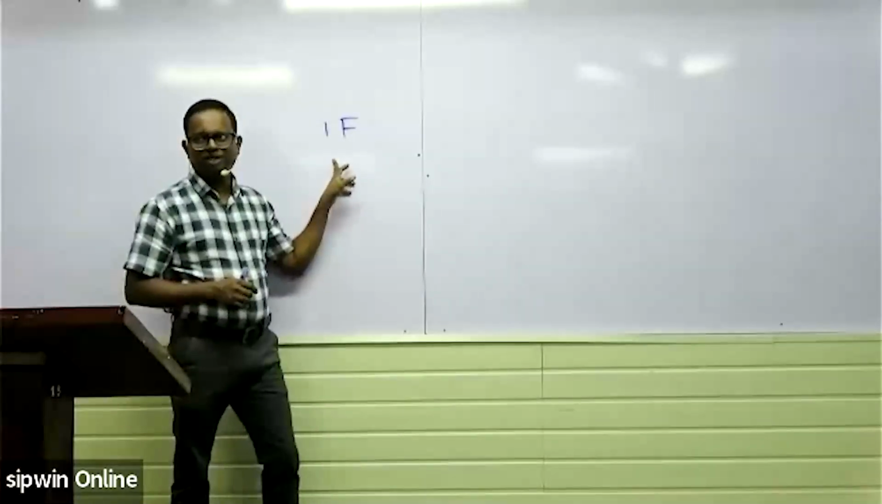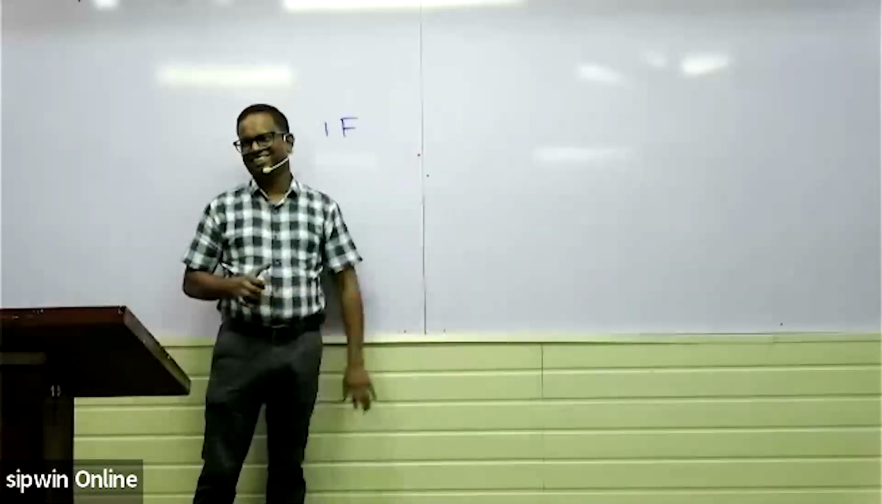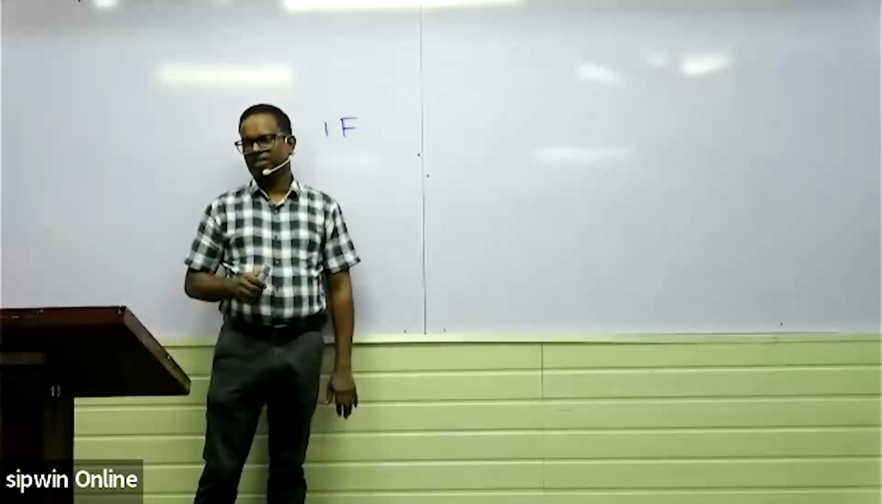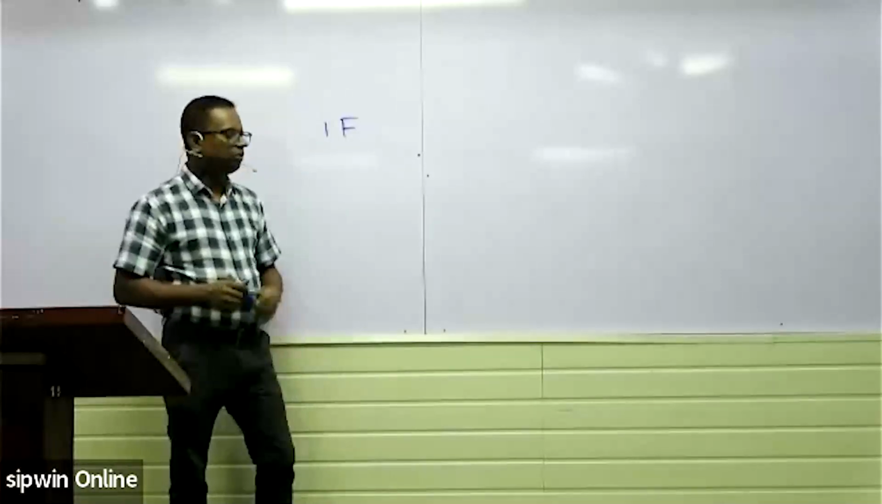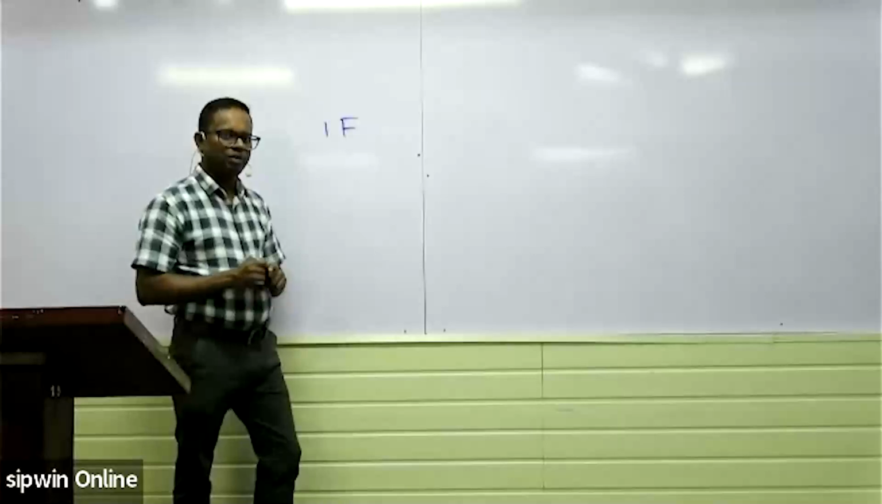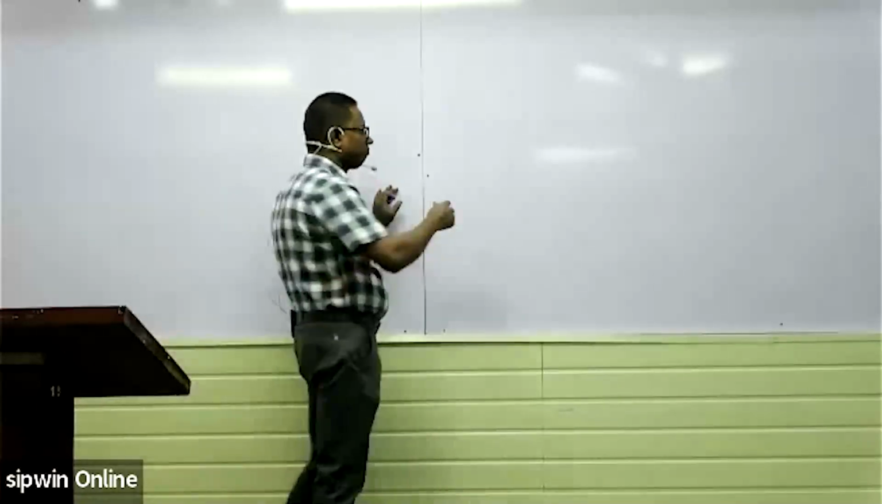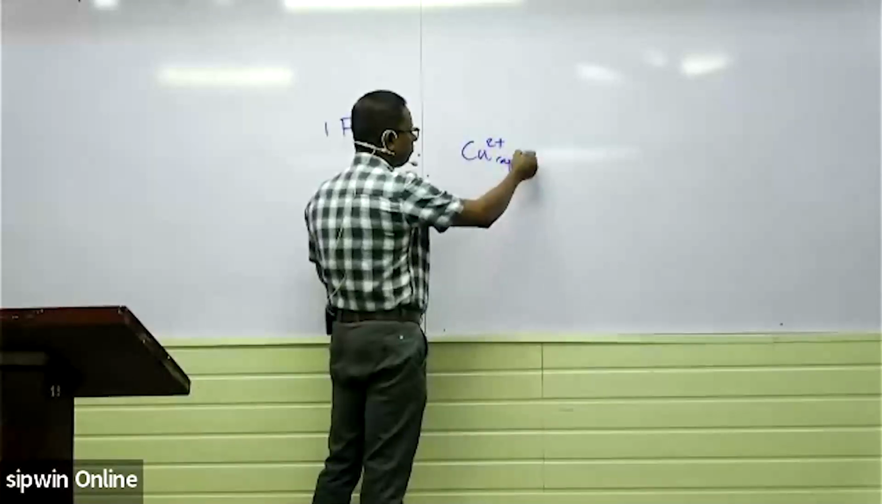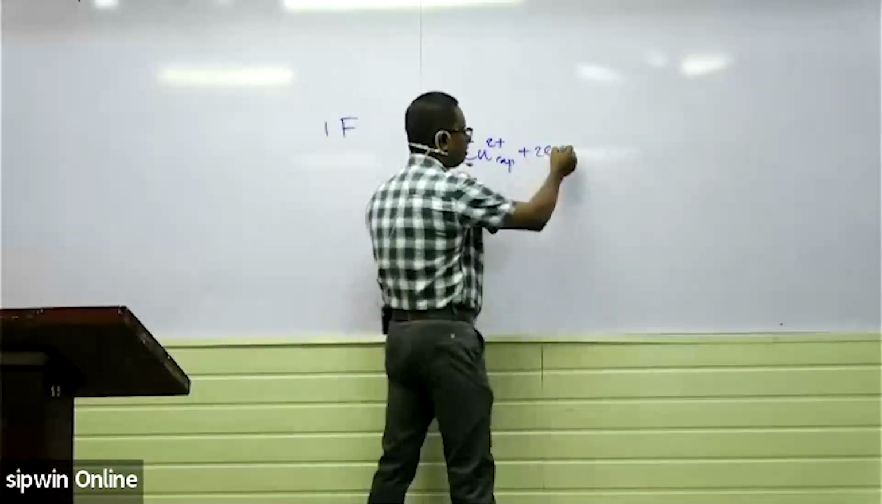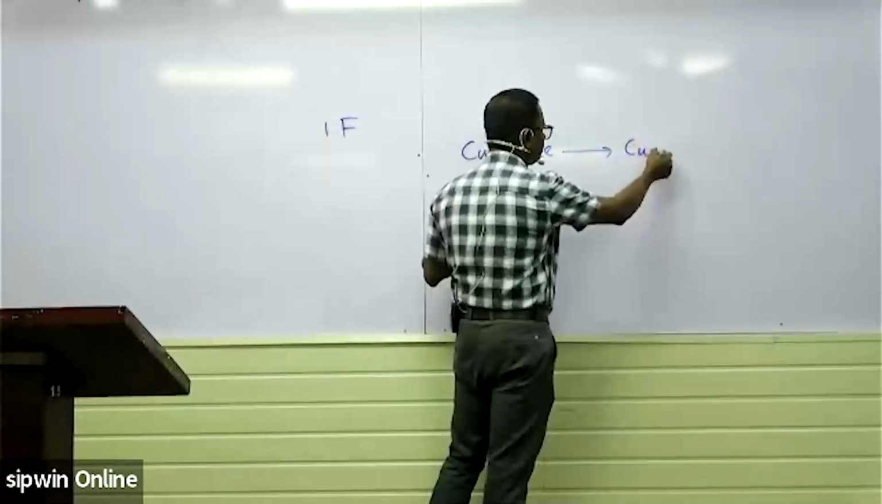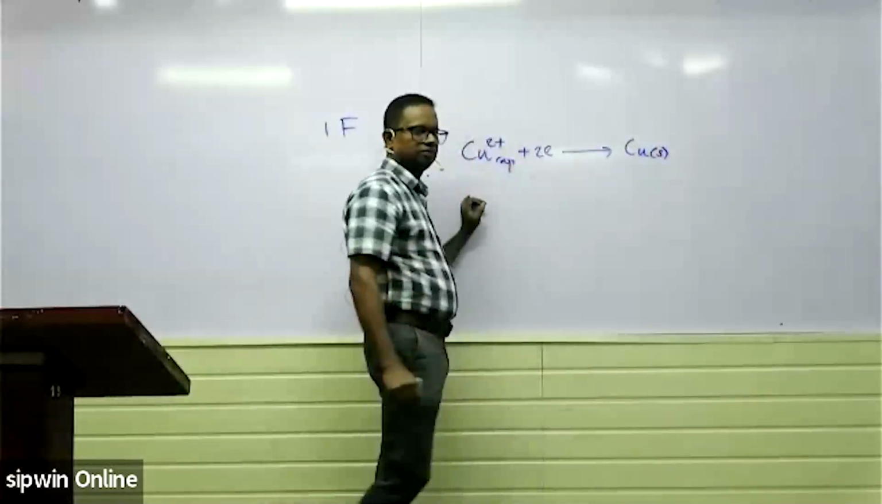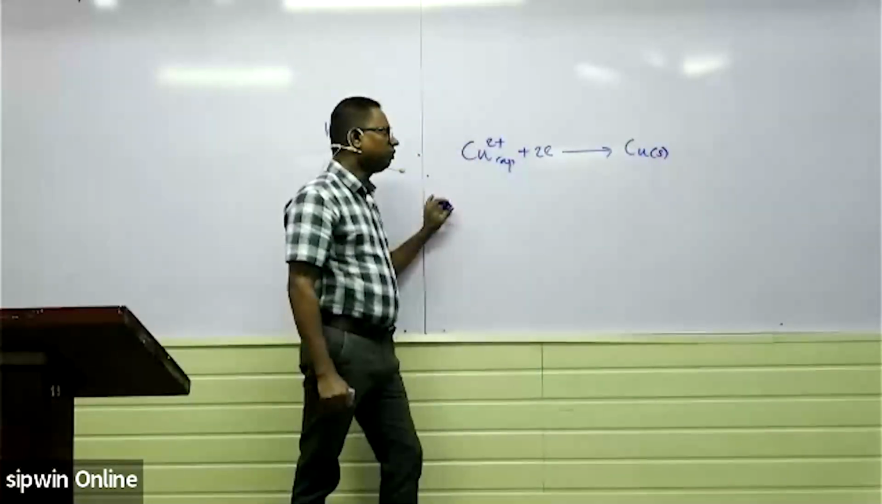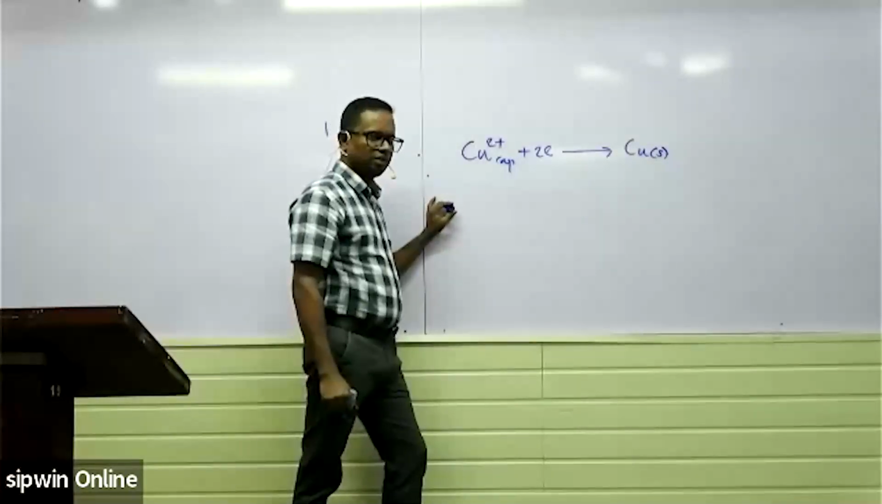When passing 1 Faraday, how much is deposited? For example, consider copper 2 plus. It takes 2 electrons and becomes solid copper.